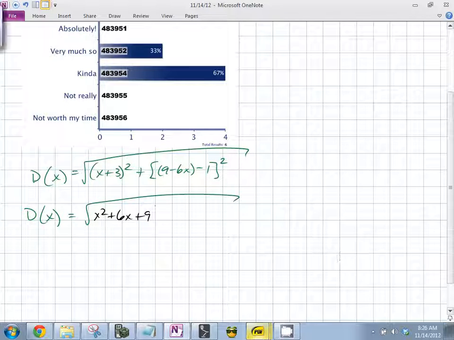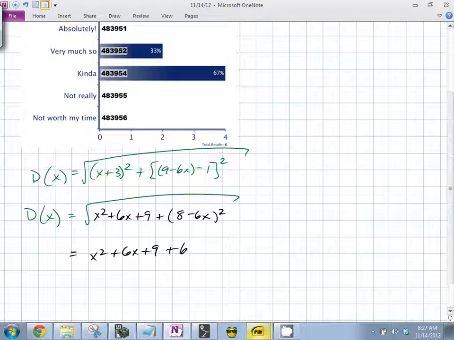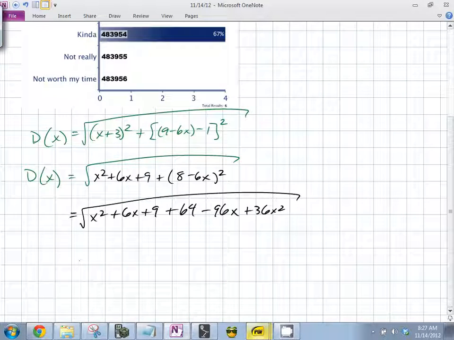And then you end up with plus 8 minus 6x squared. Is that true? Yeah. So you end up with x squared plus 6x plus 9 plus 64 minus 96x plus 36x squared. Is that true? Yeah. We can still clean it up a little bit. So how many x squares do we have? 37 of them? Right? Yeah.